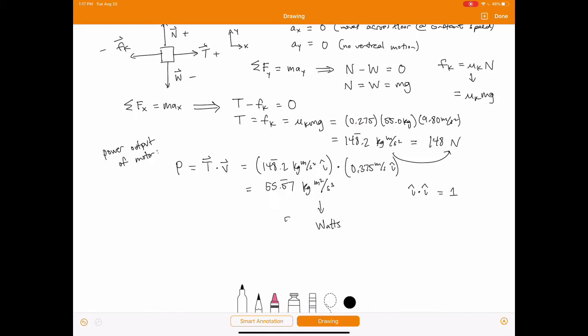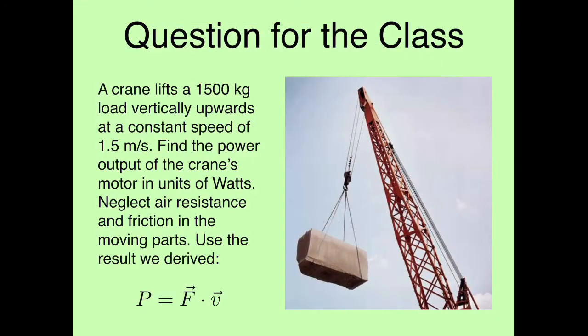So we'd also want to round the answer to 55.6 watts to 3 sig figs. And that's the power output of our motor, 55.6 watts. Okay, so here's one for you to try out.